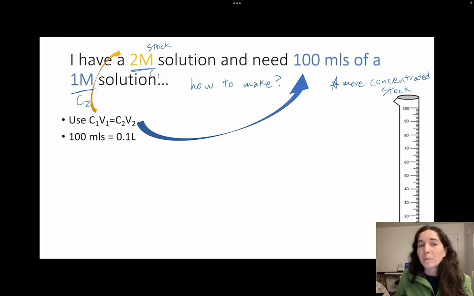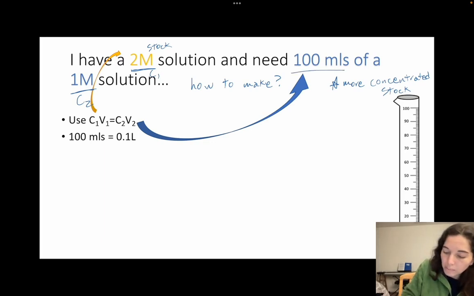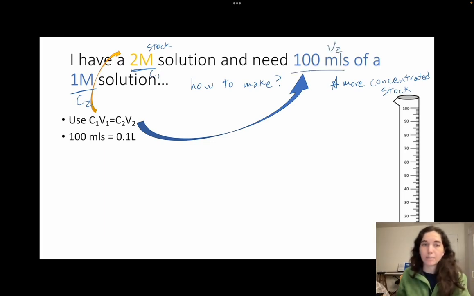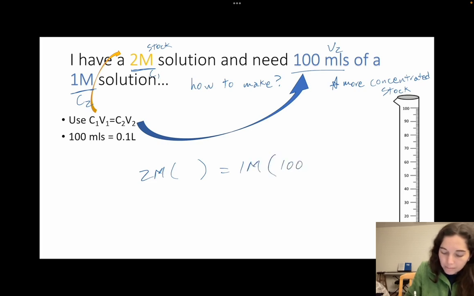We want to make 100 milliliters of our new solution. So that 100 milliliters belongs to the new solution, which means it's volume 2 because it belongs to the solution, which leaves us with 2 molar. And on this side, we filled in 1 molar, and we know that we have 100 milliliters.